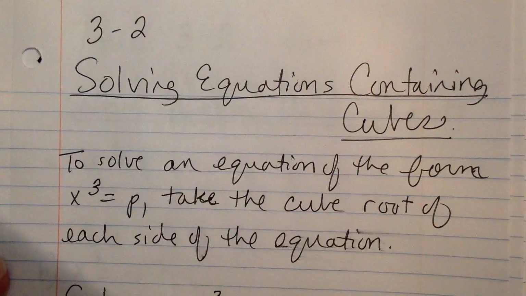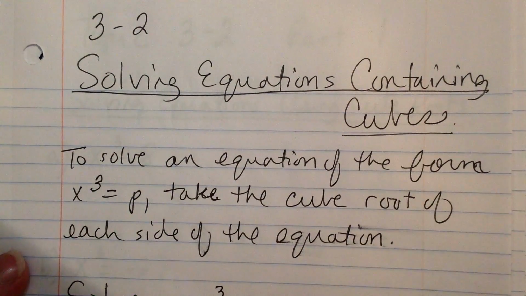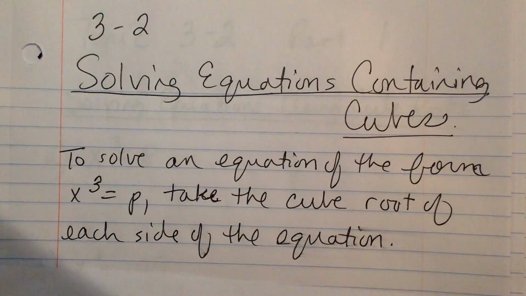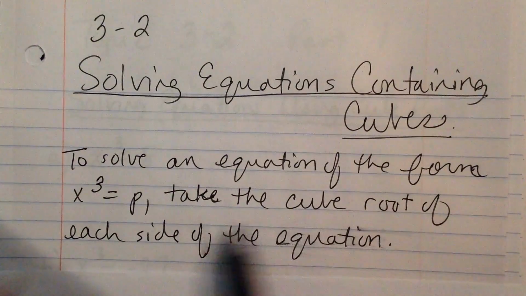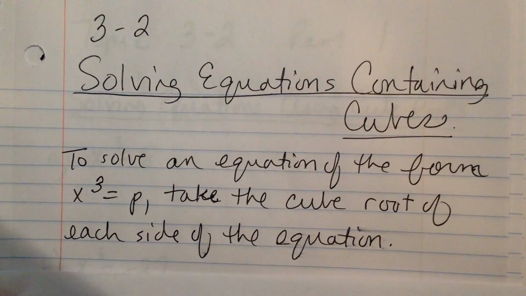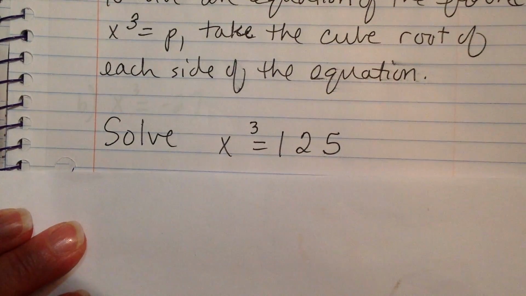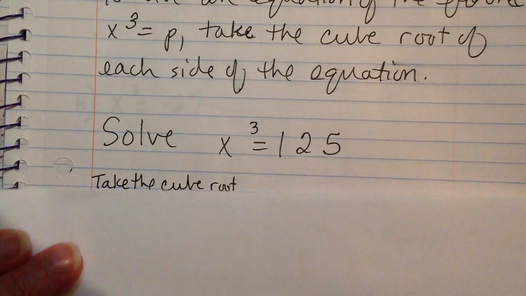Continuing with 3-2. Solving equations containing cubes. To solve an equation of the form x cubed equals p, take the cube root of each side of the equation. So let's look at this first example. Solve x cubed equals 125.